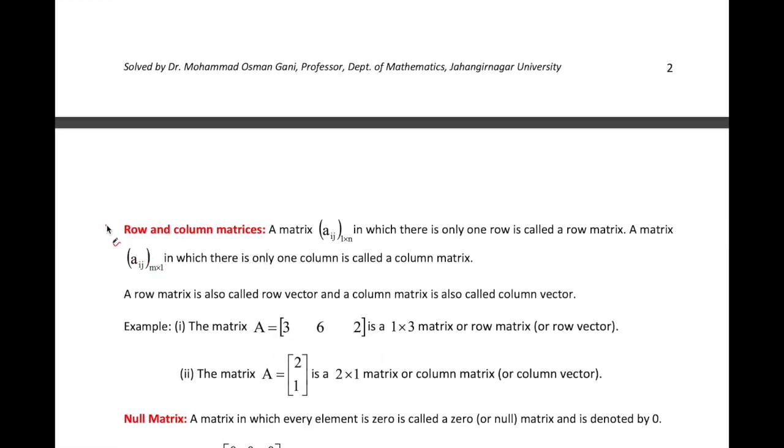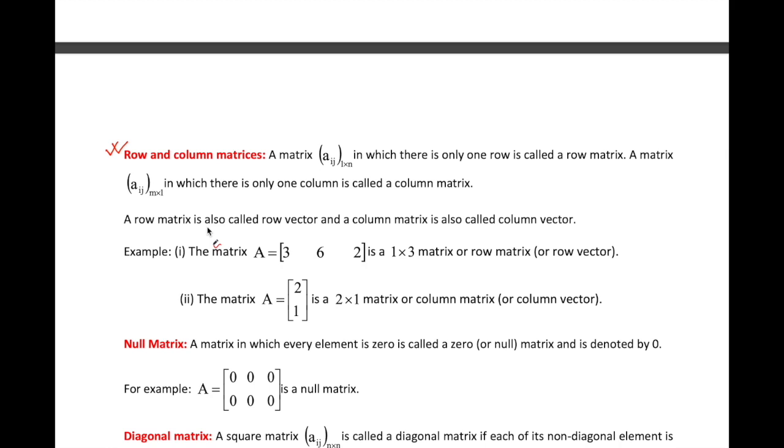Now the row and column matrix. Row matrix. A matrix is said to be a row matrix when it has a single row. For example, this one, you see it has 1 row and 3 columns. 1 row and how many columns? Column 1, column 2 and column 3, but a single row. So it is a row matrix.